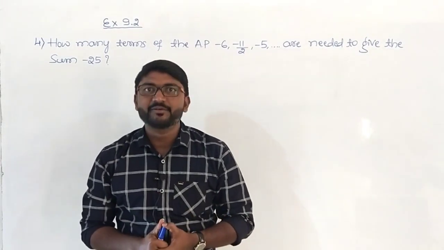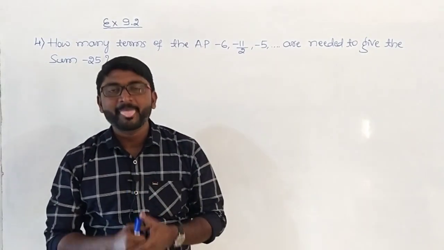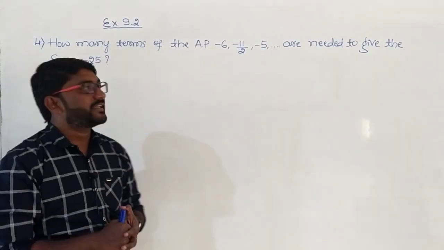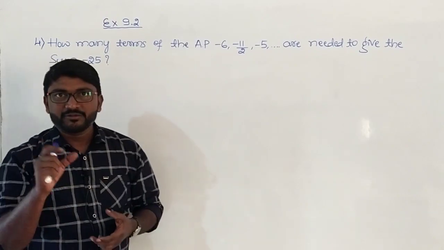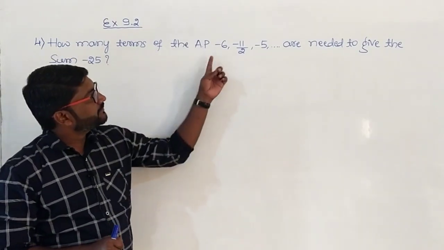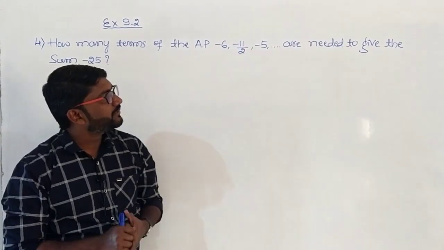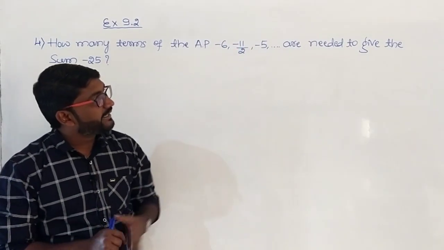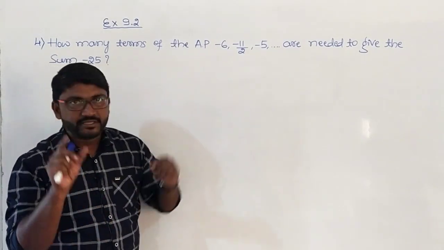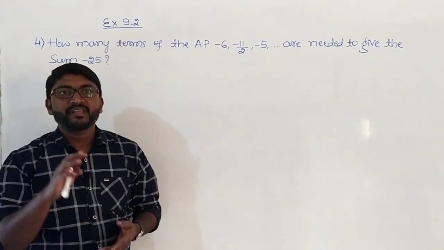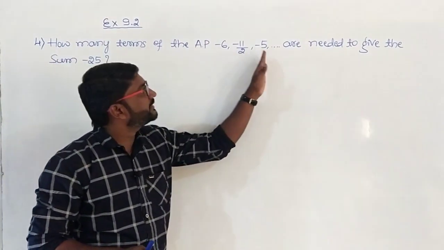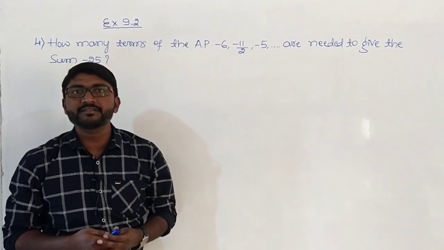So in the last class we have started with exercise 9.2 and we have solved up to the third problem. So in today's class let us continue with the fourth one. The question is how many terms of the AP minus 6, minus 11 by 2, minus 5 and so on are needed to give the sum minus 25. So here he has given an arithmetic progression and he has given the sum. So how many terms do we need in this AP to get the sum as minus 25?